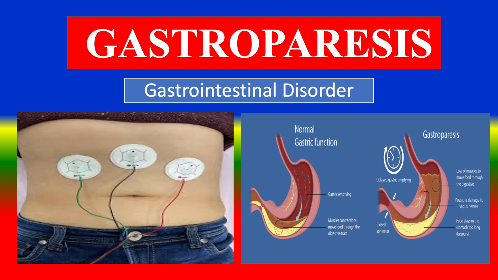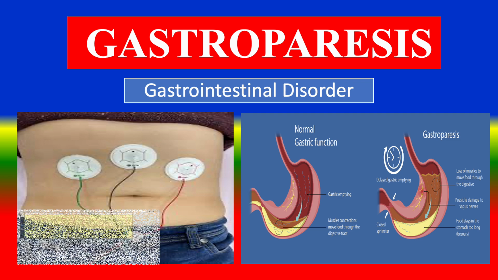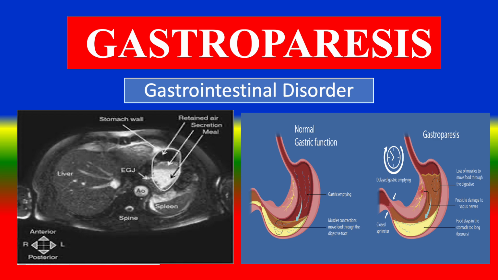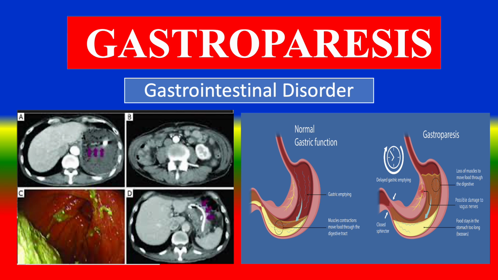Then electrogastrography to measure electrical impulses in the stomach. X-ray abdomen, CT scan. Look at these findings. Then MRI findings. Look at the stomach. A detail going on.